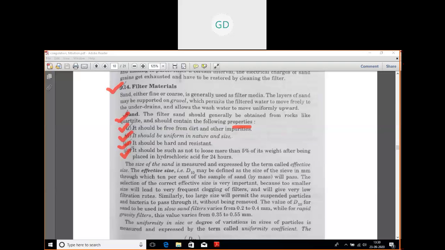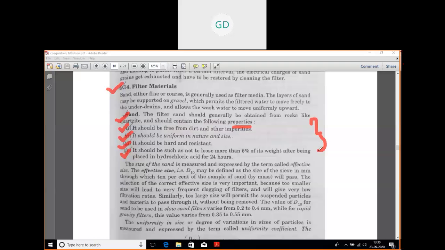And number four, it should be such as not to lose more than 5% of its weight after being placed in hydrochloric acid for 24 hours. So these four are your properties of sands that you should use.